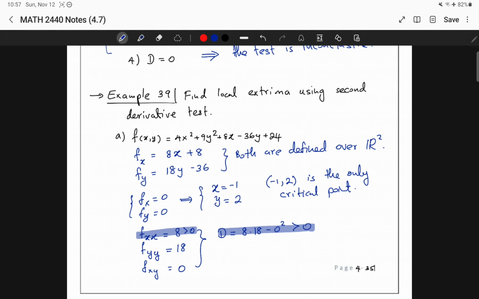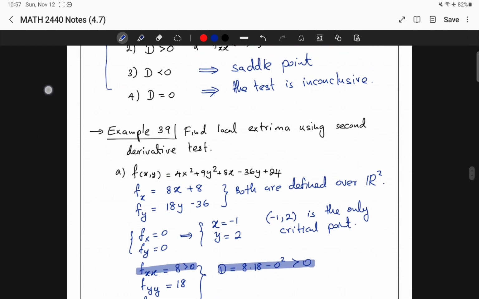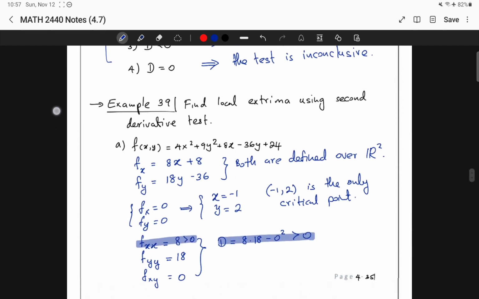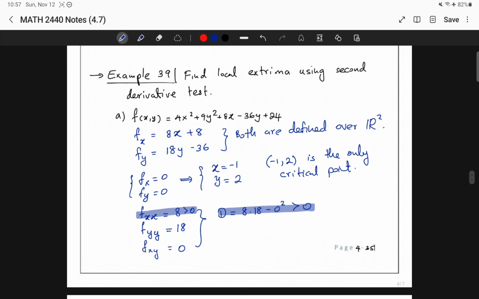Now because of these two, let's go back to the second derivative test. The discriminant is positive and the second order partial derivative is also positive. That means it is a local maximum. Therefore, (-1, 2) is a local maximum.